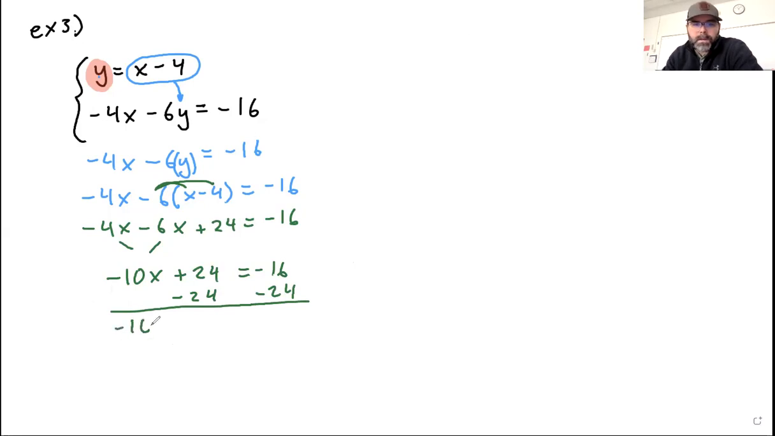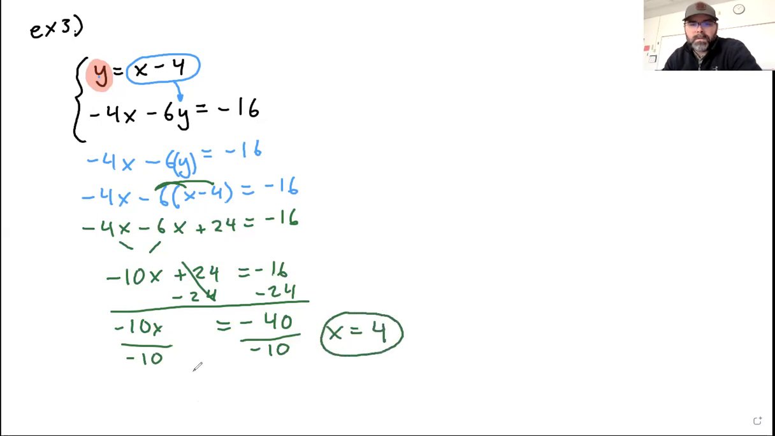All right, -10x equals -40. We're going to divide by -10. And we get x equals 4. All right, so we now know half of the solution. X is 4. Let's now find the other half of the solution.